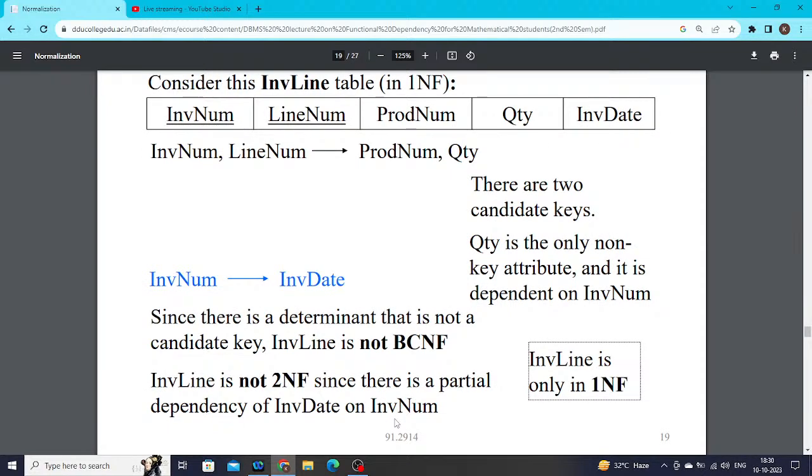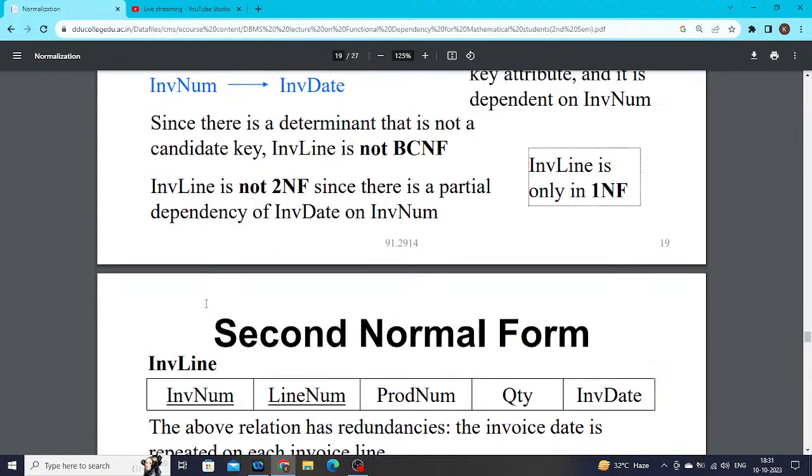Since there is a determinant that is not a candidate key, INV line is not in BCNF. INV line is also not in 2NF, since there is a partial dependency of INV date on INV number. So INV line is only in 1NF. It is not fulfilling the condition.